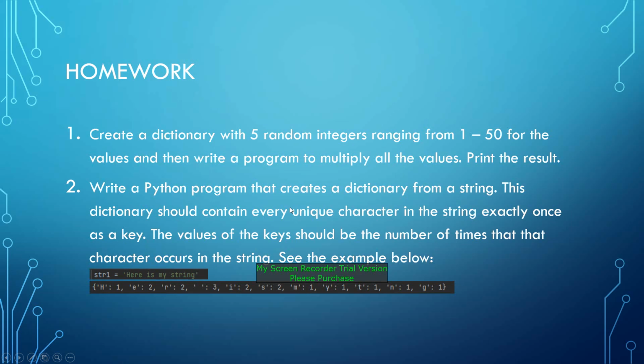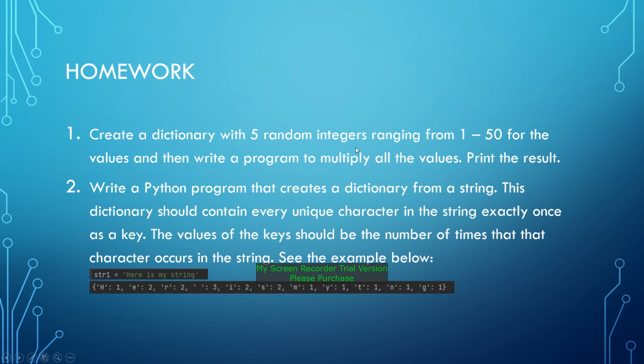Okay, homework. I want you to create a dictionary with 5 random integers ranging from 1 to 50. It's the same as what we did previously in one of our other homework assignments where you use the random function. Then write a program to multiply all the values in that dictionary. You're going to save it as value 1 is your number, value 2 is your number, value 3 is your number. And then I want you to print the result. I want you to print the number that is the result of the multiplication of your 5 random integers.